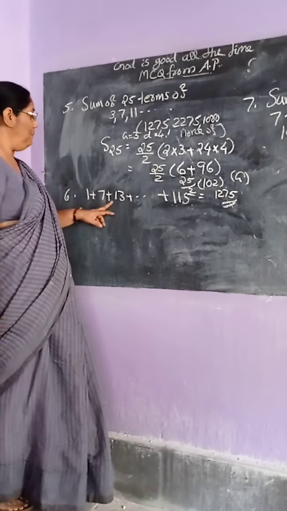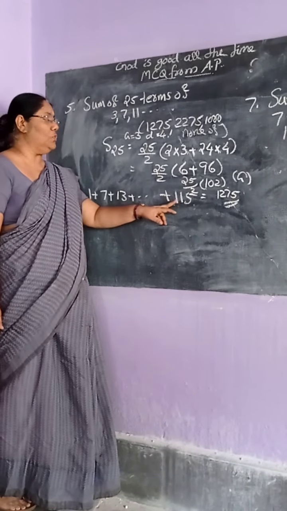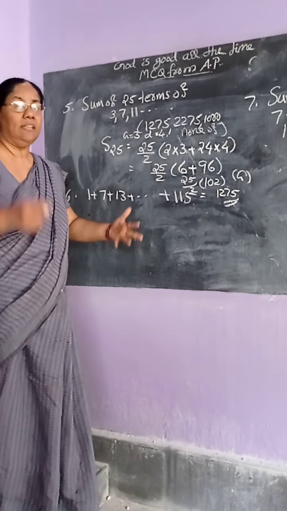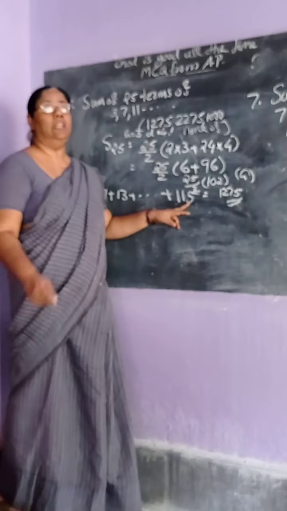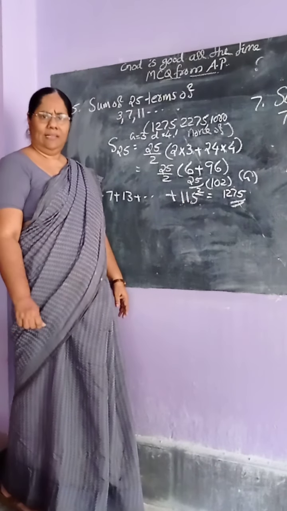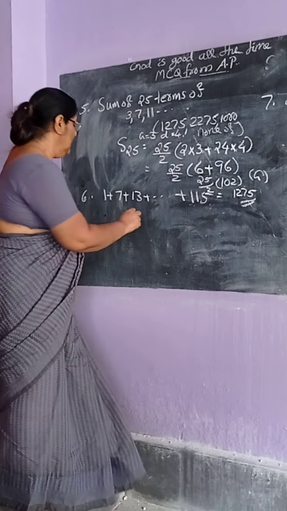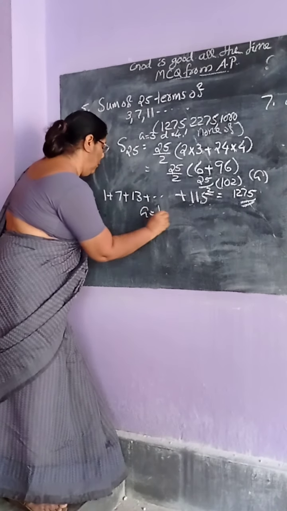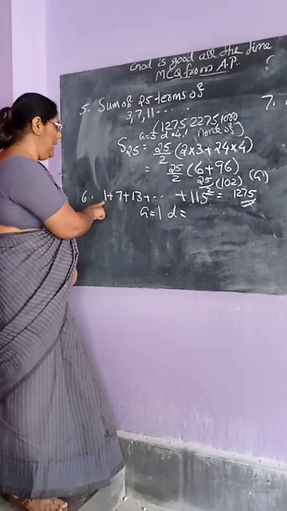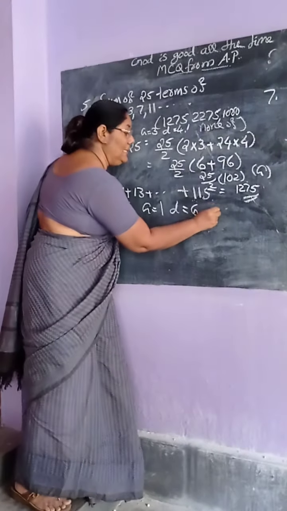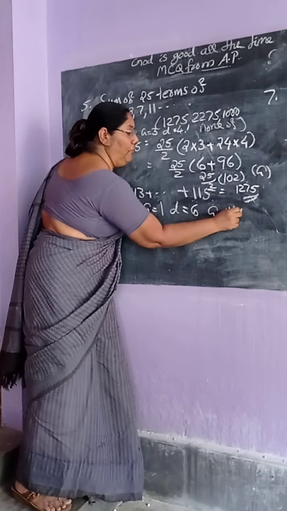1 plus 7 plus 13 plus etc. plus 115. Some students think this 115 is n. Isn't it? No, that's not the nth term. Here, same procedure: a equal to 1 and d equal to 7 minus 1, yes, 6. And an is equal to 115.